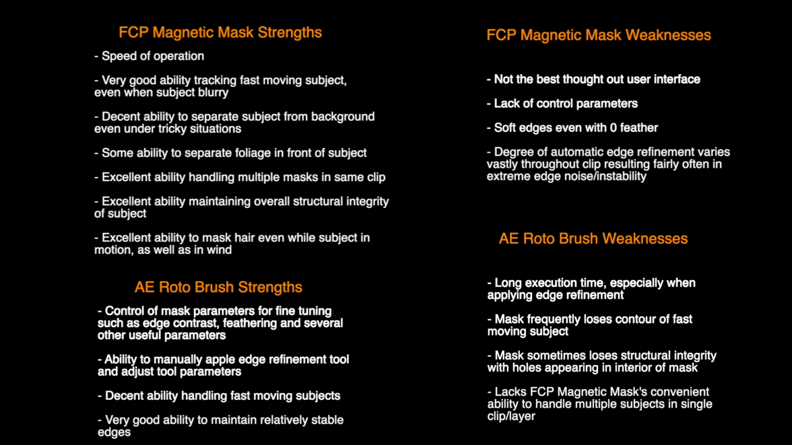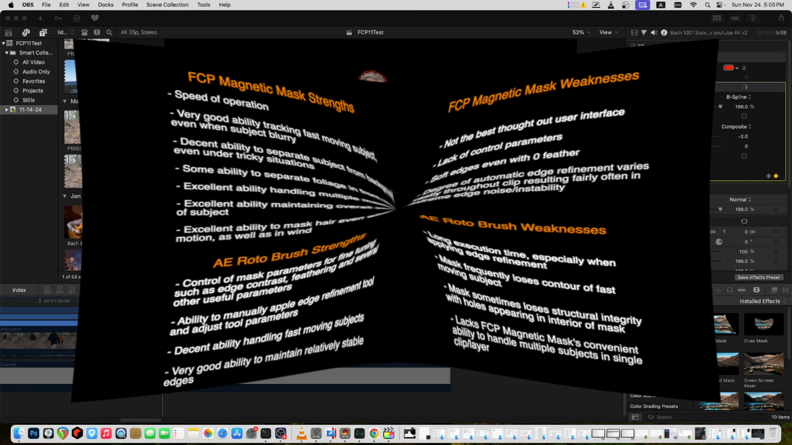But if you're doing more serious work, if you're doing filmmaking or any kind of work that requires more accuracy and precision, then despite the weaknesses of the Roto Brush, I think that's going to be your preference. Because the thing that's going to take up so much time in masking is maintaining stable edges. And right now, Magnetic Mask just can't compete with Roto Brush in terms of edge quality.